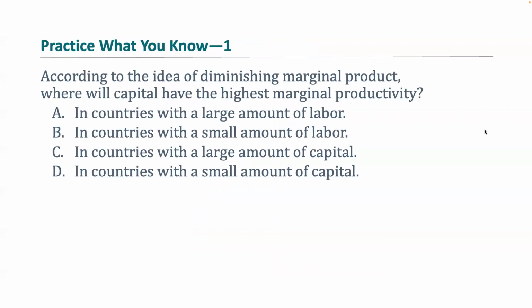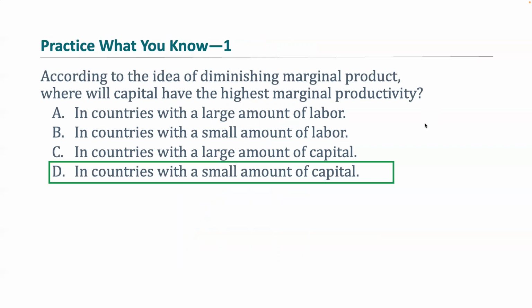Now, to wrap up this video, I want to do a practice what you know question. According to the idea of diminishing marginal product, where will capital have the highest marginal productivity? Will it be in countries that have a large amount of labor, a small amount of labor, or in countries with a lot of capital or with little capital?